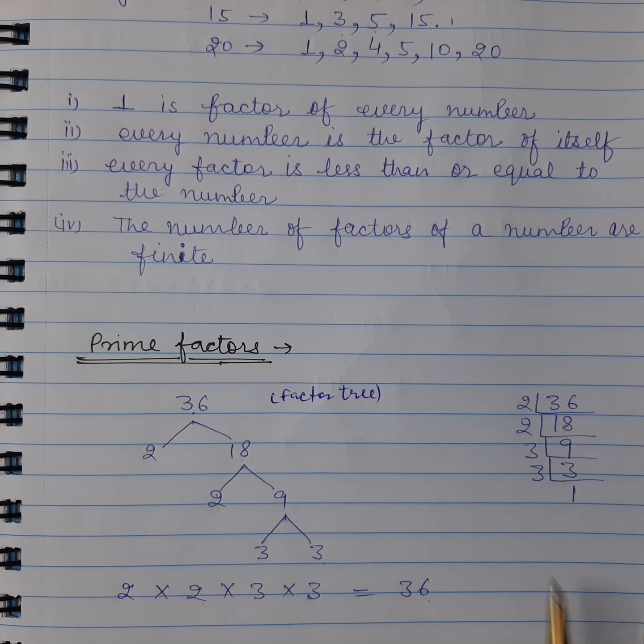We can also do this by table. We write 36, we divide 36 by 2, then we get 18. Then again 18 we divide by 2, we get 9. We divide 9 by 3, we get 3, and then we divide 3 by 3, we get 1. So 2 multiplied by 2 multiplied by 3 multiplied by 3 are the prime factors. The table and the factor tree give the same answer because a given number has only a unique prime factorization.